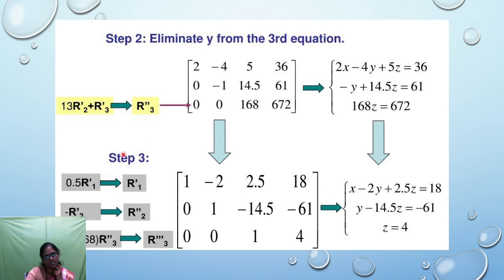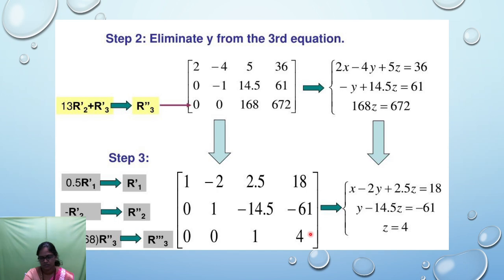Okay. So here check 0.5 R1. Here we are dividing R3 by 168. So we get 1. Okay. Here we have minus 1. In this row we have minus 1. So multiplying with minus 1, we get plus 1. In the first equation we are dividing by 0.5.